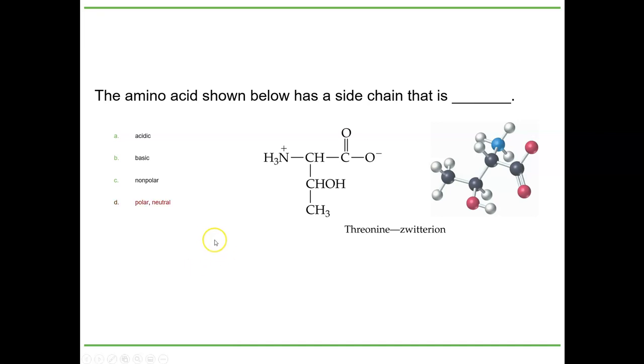All right, so we're going to look at this, and it's polar and neutral. You're like, wait a minute, there's charges on here. Remember, the amino acid has a side chain, so we have to be able to distinguish between the side chain and the backbone. This NCC is the backbone of the amino acid, and this group down here is the side chain. So it's polar because it has this hydroxide, this alcohol functional group, but it's neutral because it's not charged at a physiological pH.